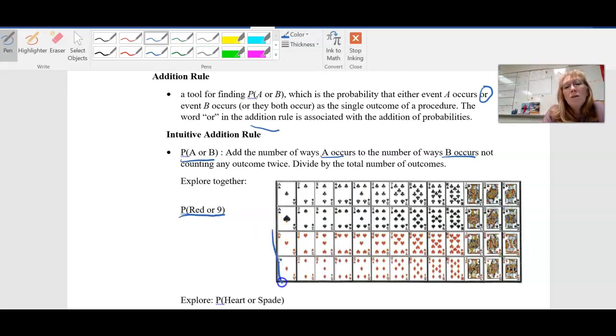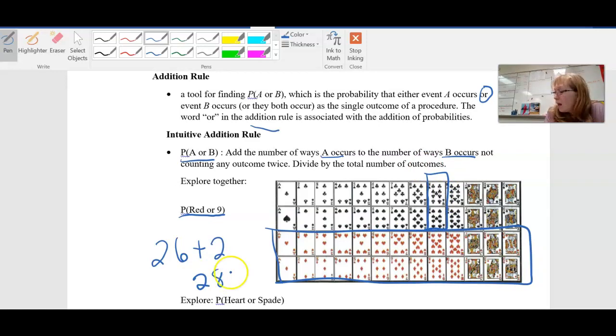When I do this, the first thing I do is ask how many red cards I have, and you should have come up with 26. Plus, how many 9s do I have? Now all I do is count the 9s that are not already in there. So there's 2 more. So the probability is 28 out of your total number of cards, which is 52. So you divide that. I am so out of room. I have a 54% chance of selecting a red or a 9.